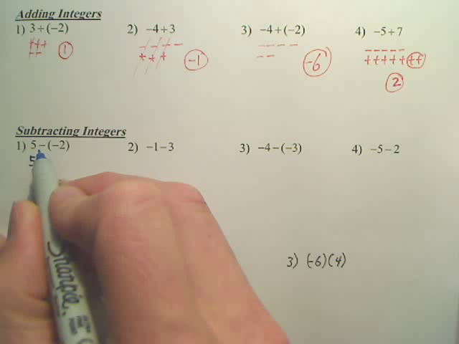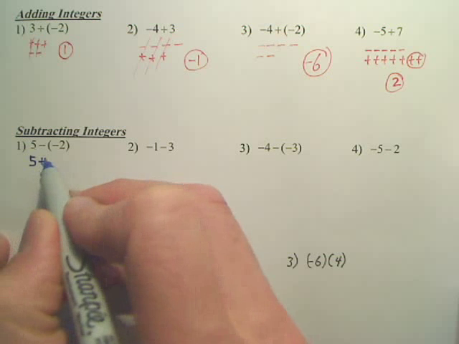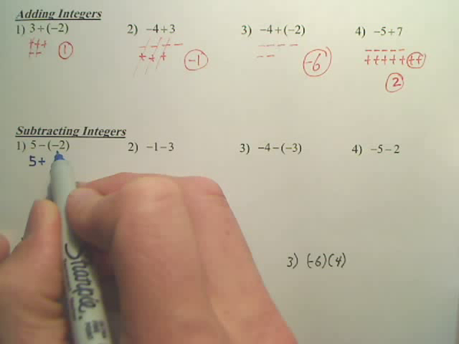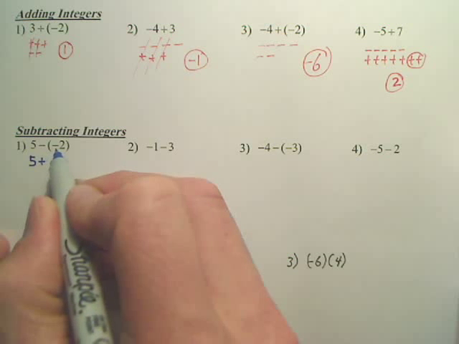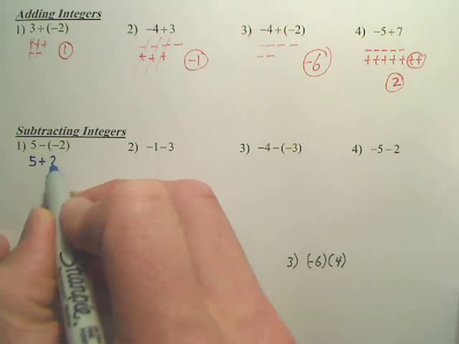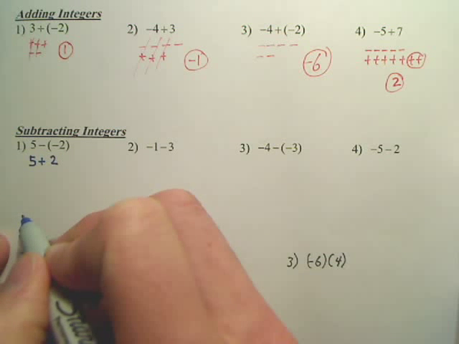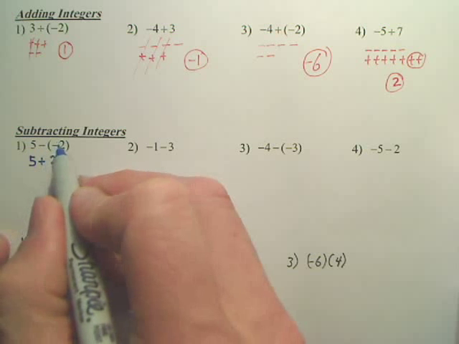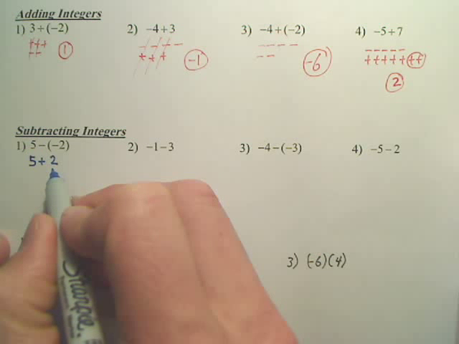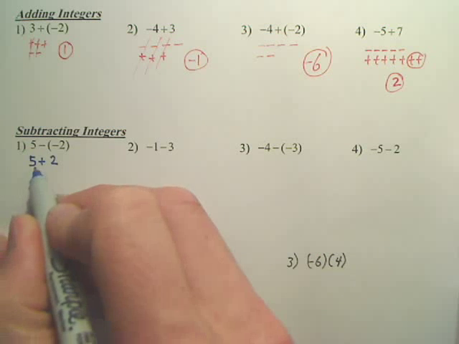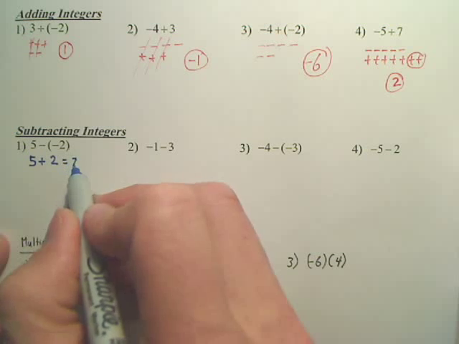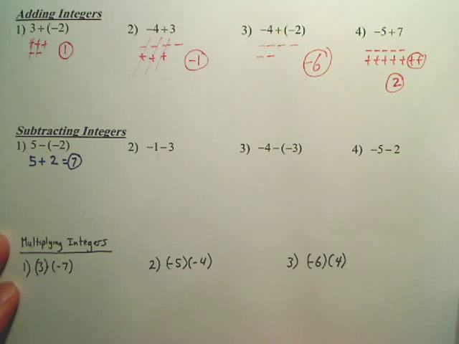So, when you subtract, you need to think of this as 5. A minus means you add. Change minus to add. And what's the opposite of negative 2? Isn't the opposite of negative 2 positive 2? You change the minus to an add, and then the opposite of negative 2 is positive 2. So that then is real easy. What's 5 plus 2? You should know that is 7. The negatives disappeared.